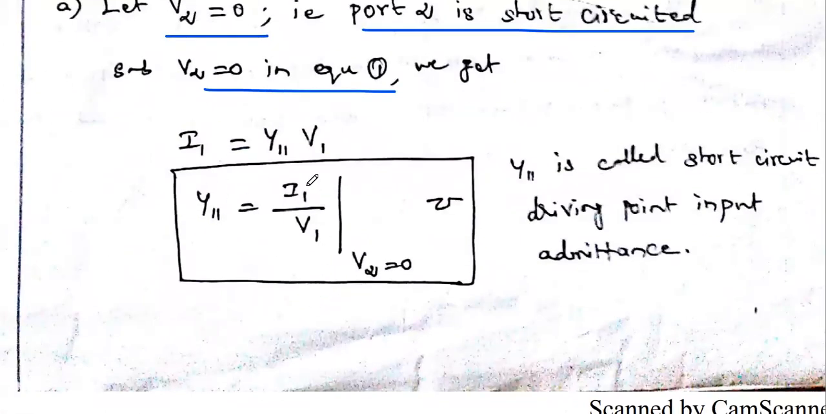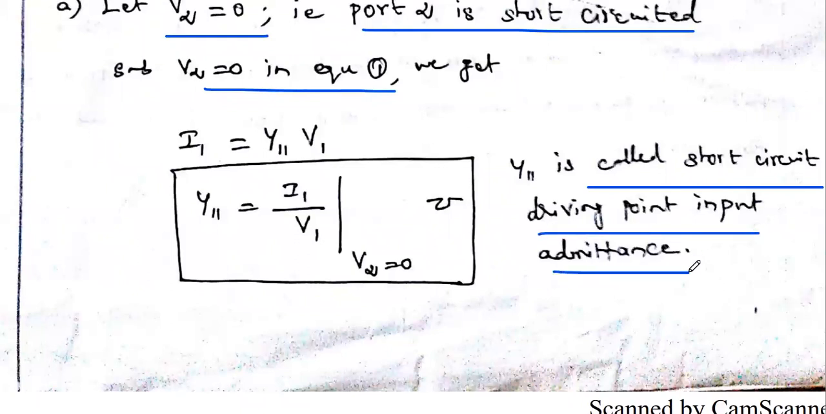So what is this ratio, I1 divided by V1? The ratio of current by voltage is said to be the admittance. Voltage by current is impedance. I1 is the input current and V1 is the input voltage. So the ratio of input current divided by input voltage, we call the input admittance. So this Y11 is called the short circuit driving point input admittance.